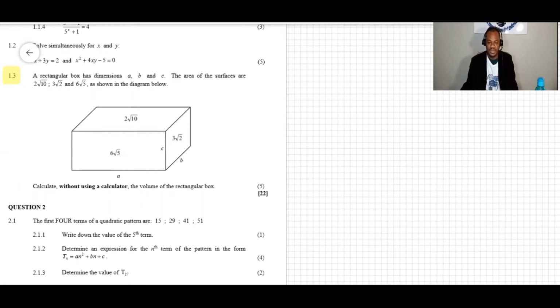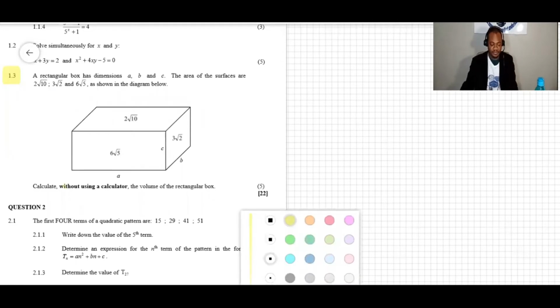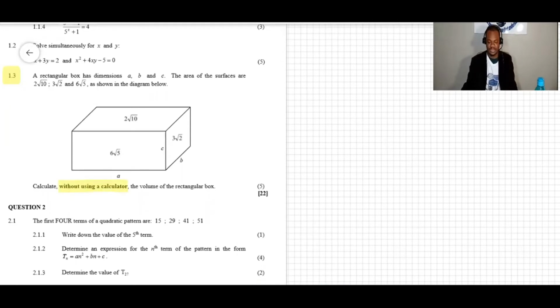Now, the question says this. A rectangular box has dimensions A, B, C. The dimensions are the size of the box, okay? And then the areas of the surfaces are 2 root 10, 3 root 2, and 6 root 5, as shown in the diagram below. Calculate, without using a calculator, the volume of the rectangular box. Usually, that sentence, without using a calculator, causes some pain. Anyway, let's see. We'll do question 1.3.